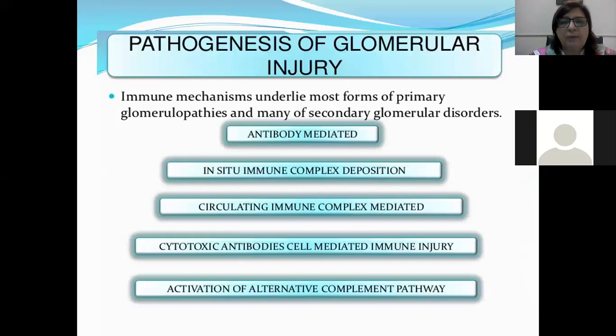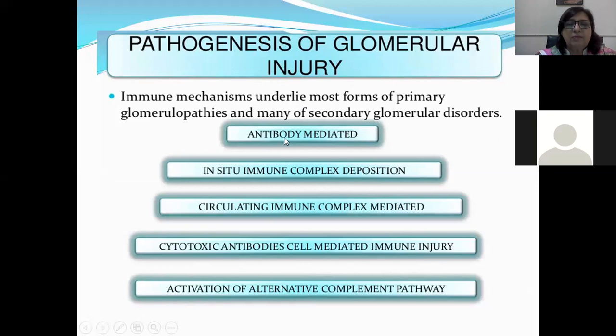So what is the pathogenesis of glomerular injury? The underlying mechanism or pathogenesis of glomerular injury. Immune mechanisms underlie most forms of primary glomerular injuries and many secondary glomerular diseases. So the list I have given you of primary glomerular diseases, mostly these are immunological in origin, and as well as some secondary glomerular disorders like lupus nephritis, which is an immunological or autoimmune disorder, as I've already explained.